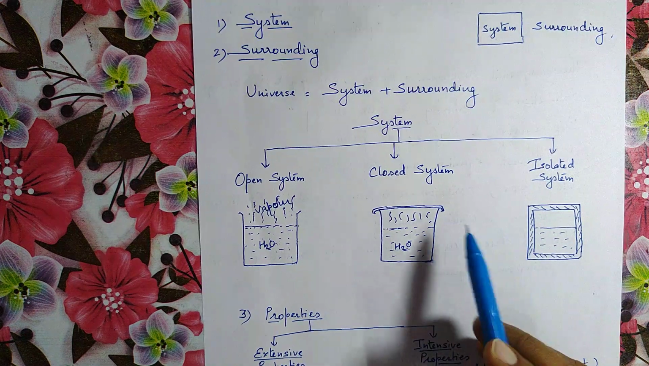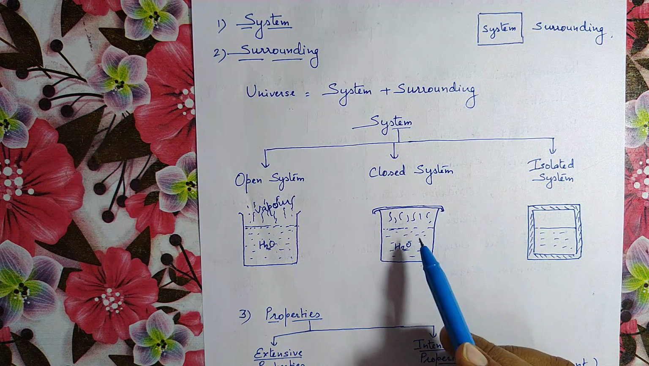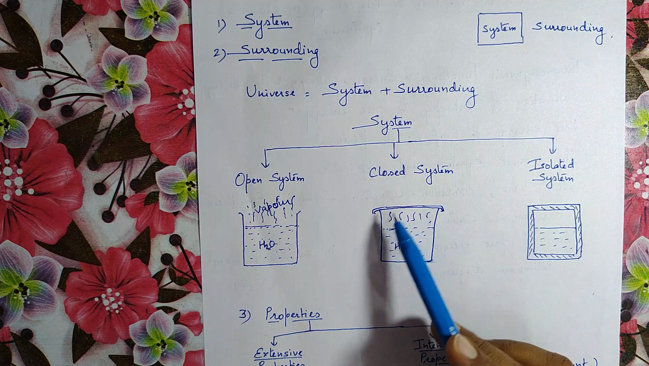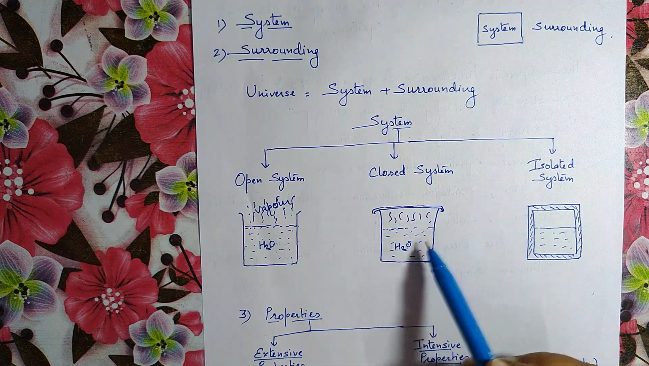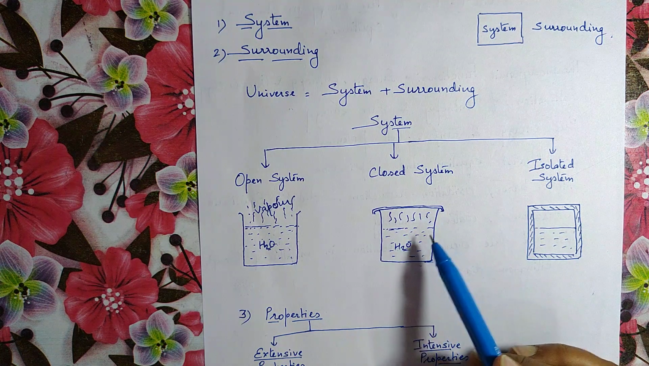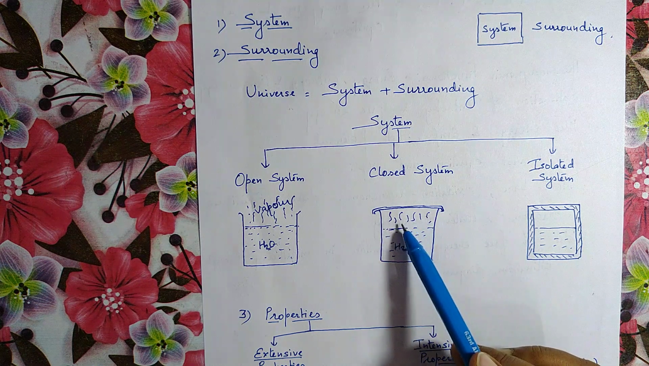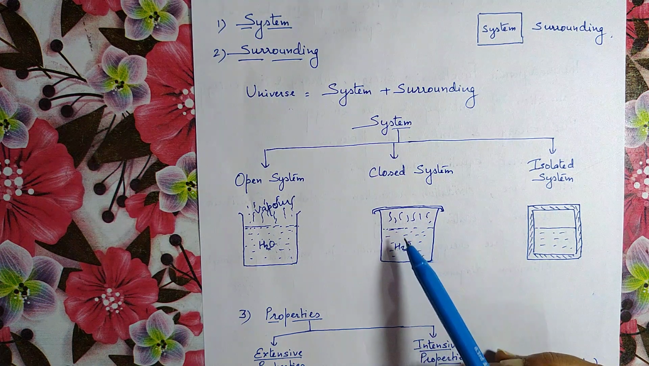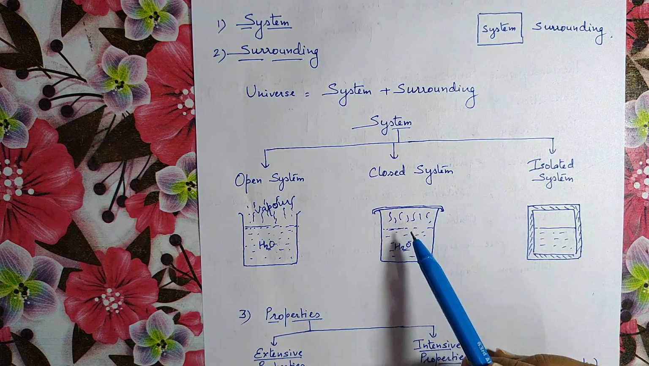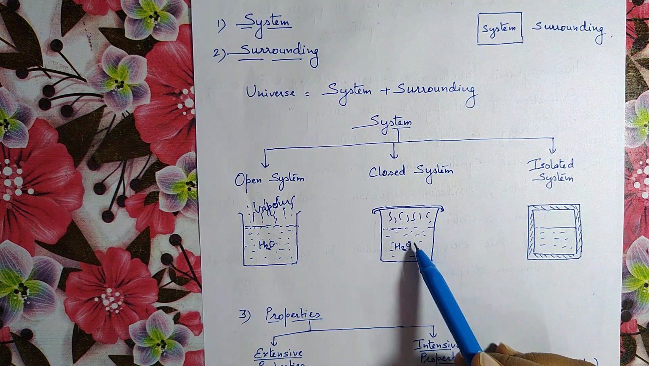Then come to the closed system. What is a closed system? These are systems which may exchange energy but not matter. The energy of the system can exchange with the surrounding. The temperature of this water can change. The heat can transfer from the system to the surrounding. But water molecules present in the system cannot escape from the system. It means it can't exchange its matter. This type of system is called a closed system.